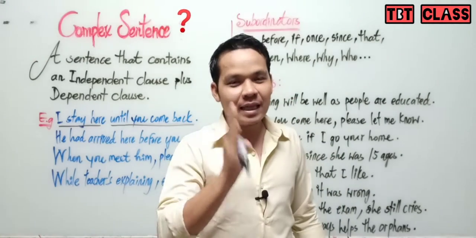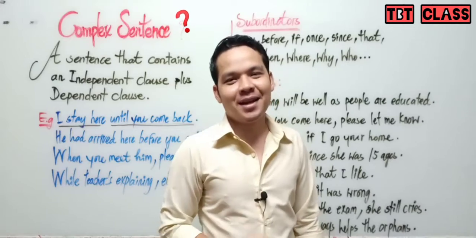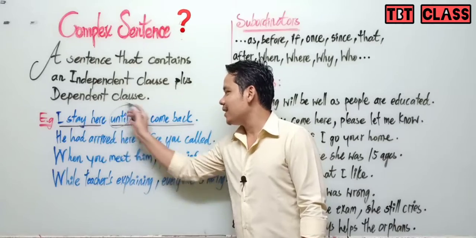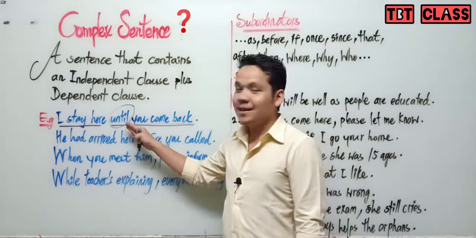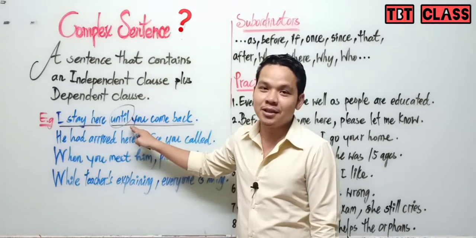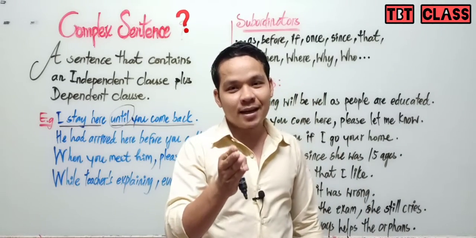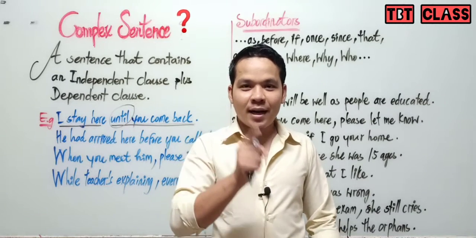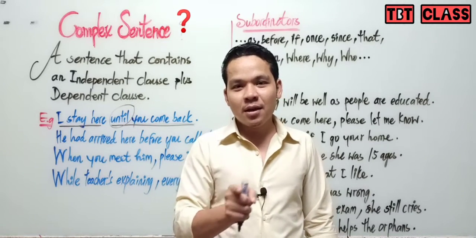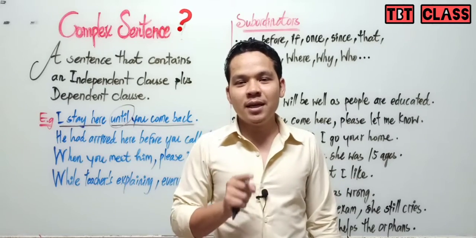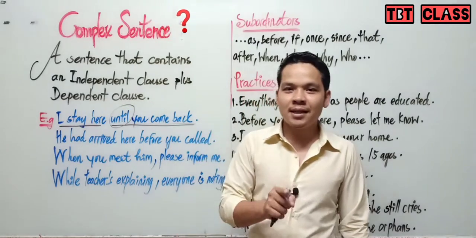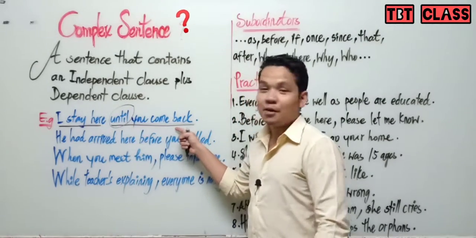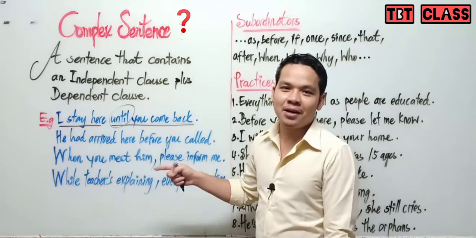A subordinate clause is made by a subordinating conjunction. We call this a subordinate clause because we see a subordinating conjunction here. "Until" is a conjunction, we call it a subordinating conjunction. A subordinating conjunction always stands before a sentence. A subordinating conjunction, or subordinator, plus a sentence tends to be a dependent clause. Like this, "until you come back," we call a dependent clause or subordinate clause.